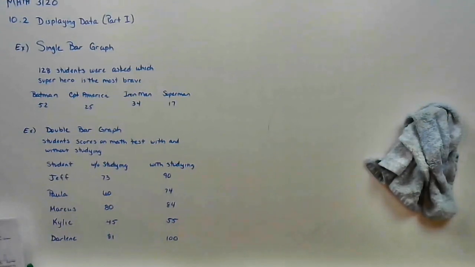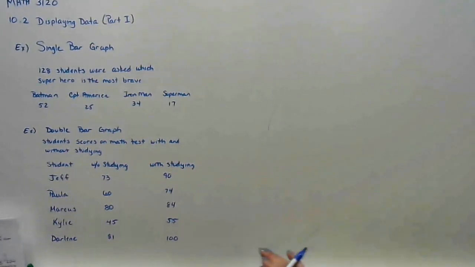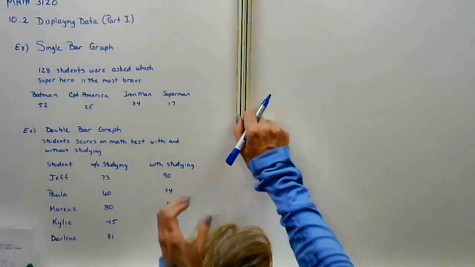And let's make a bar graph out of it. Now a bar graph, there's always spaces between the bars. So making a bar graph, first start with your X and your Y axes, your vertical and your horizontal.